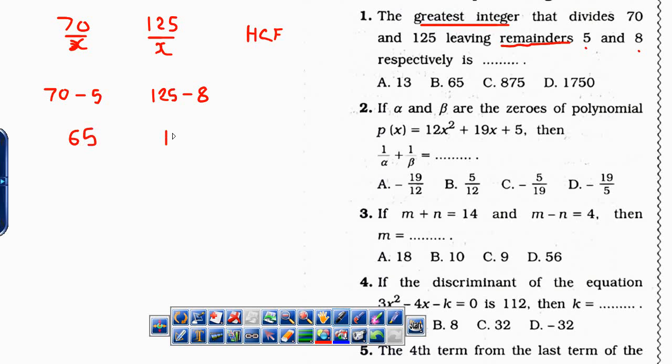65, 117. Now you have to find the HCF. 65 is made up of 5 into 13 and 117 is made up of 13 into 9. Therefore, the highest common factor is 13 and the answer is 13.